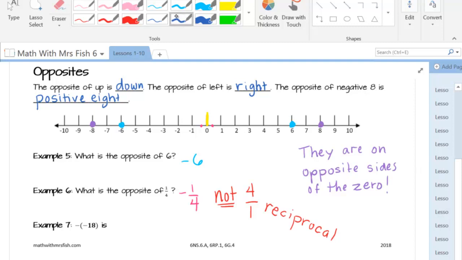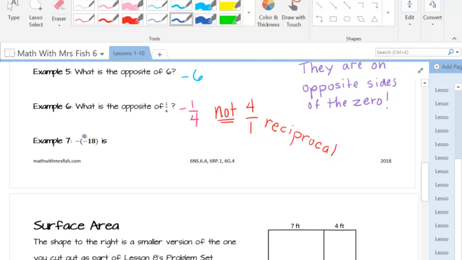And then we have this weird little thing here. This is part of the standards. This little negative right here can be read as the opposite of. Give you a second to write that down, kids. Okay. We've got this weird expression. It's got two negative signs in it. And we can read this as the opposite of negative 18. And the opposite of negative 18 is positive 18. So 18 would be the answer to that.